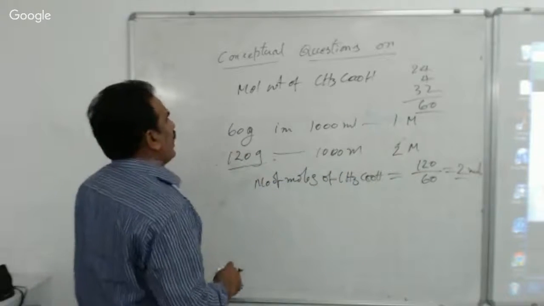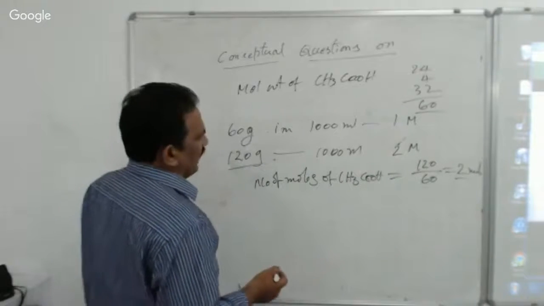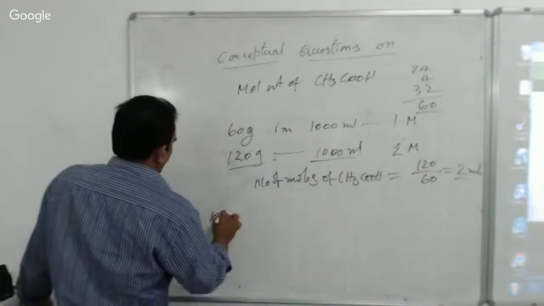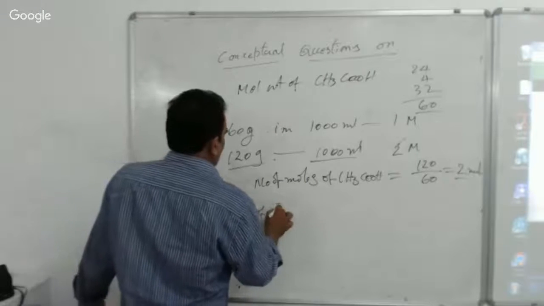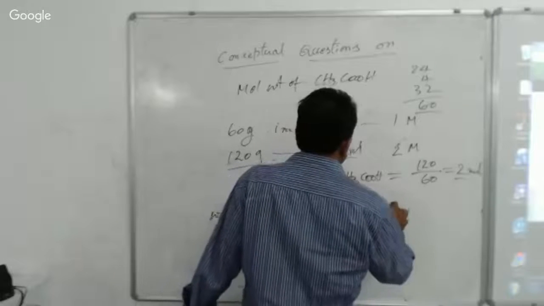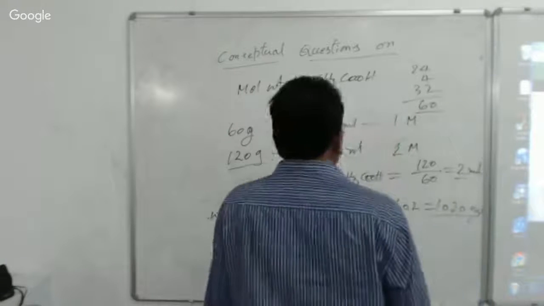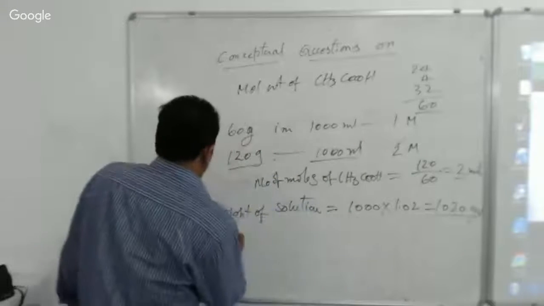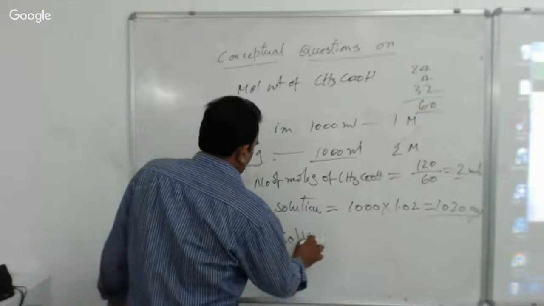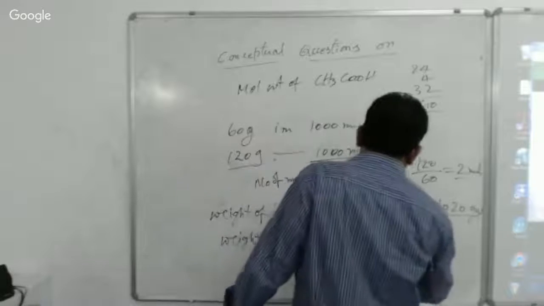Now coming to the solvent. Solvent weight we don't know, but density is given. Density is 1.02 grams per ml. So we have 1000 ml of solution. The weight of solution, which is the weight of solute plus the weight of solvent, is 1000 into 1.02, which is 1020 grams. Do you agree with that? Yes. So the weight of solvent is equal to the total weight of solution, 1020, minus the weight of solute, 120.